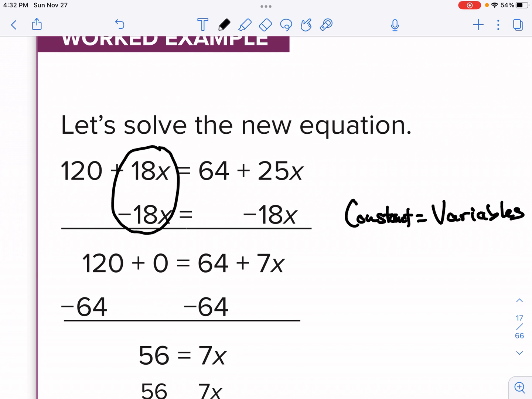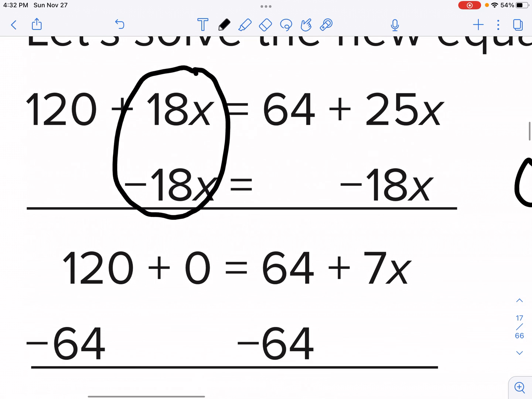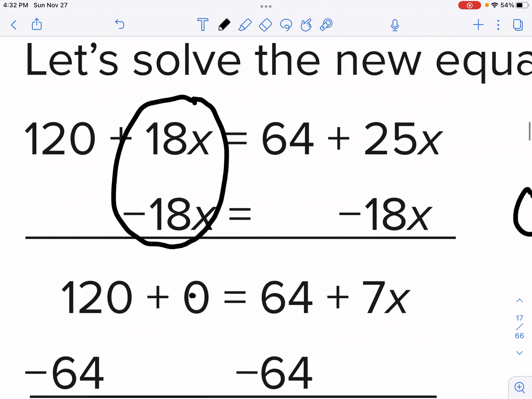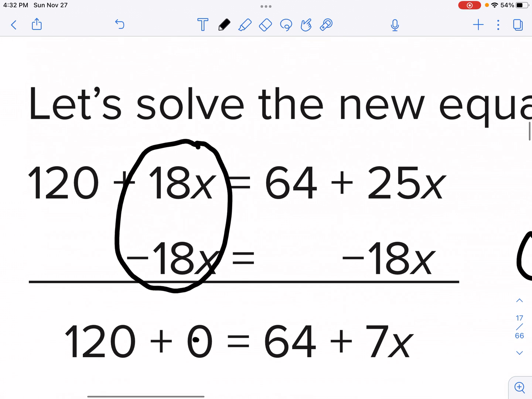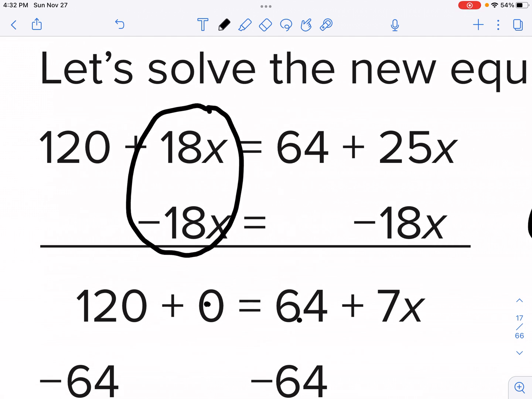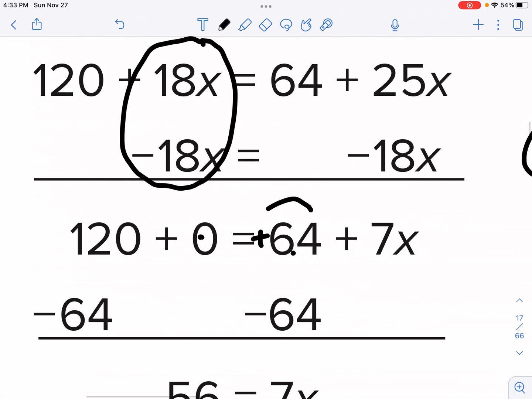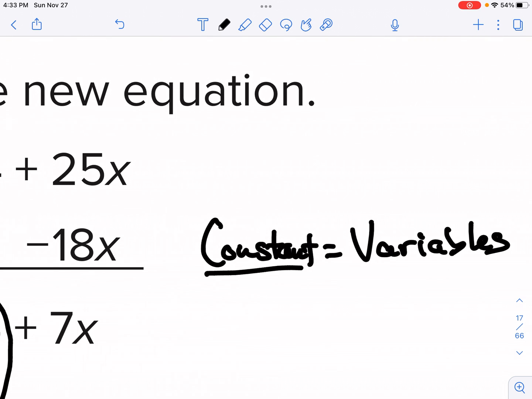So then you have to isolate it. Here, 18x minus 18x is equal to 0. But now you have this equation: 120 equal to 64 plus 7x. We don't have only variables on the right side. We have to move this constant, 64, to the left side. It's positive, so I subtract 64 from both sides. As you can see, we have constants on the left side, variables on the right.